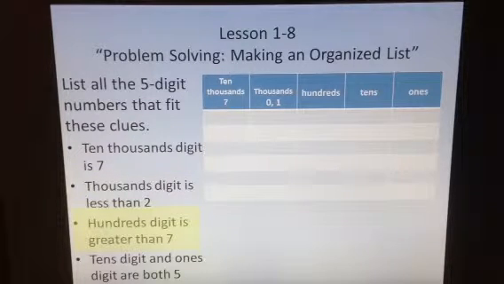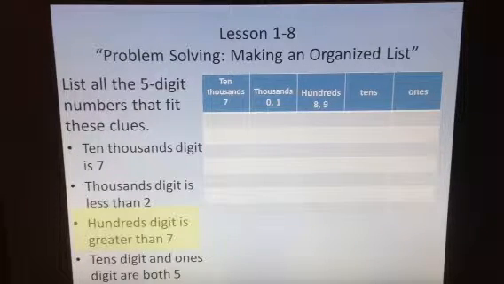Next clue said hundreds digit is greater than 7. So what digits are greater than 7? 8 and 9 are both greater than 7. The last clue says the tens and the ones digit are both 5, so then again we can put 5 in the tens and 5 in the ones, make it a little simpler.